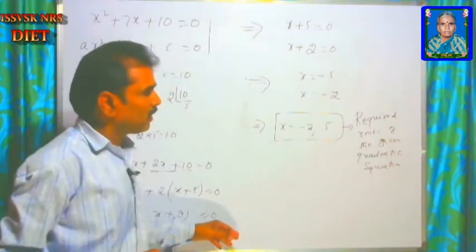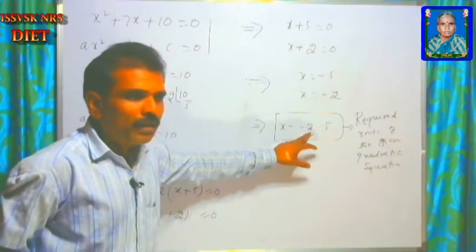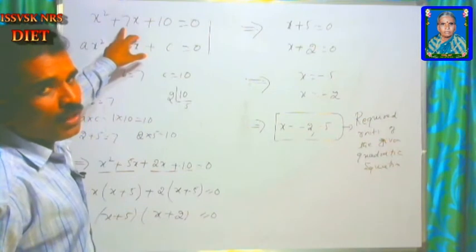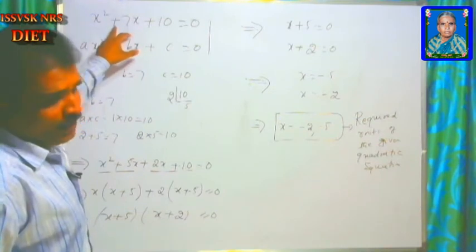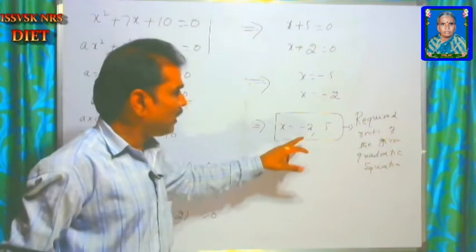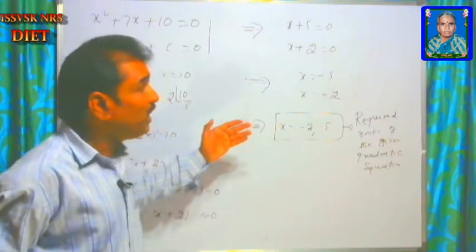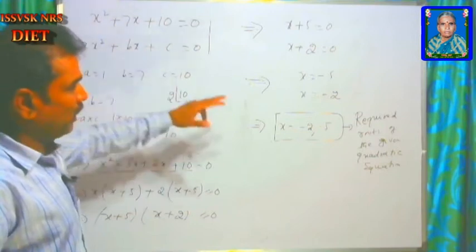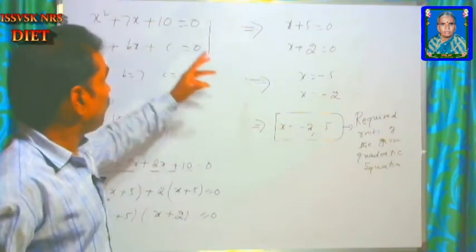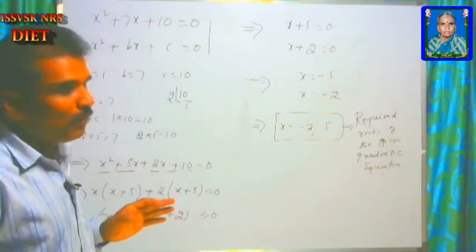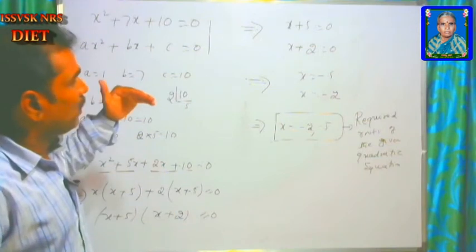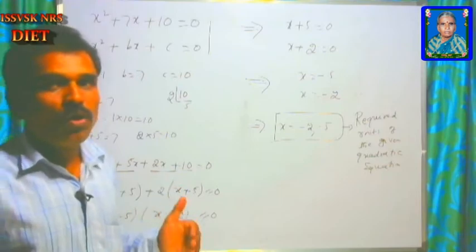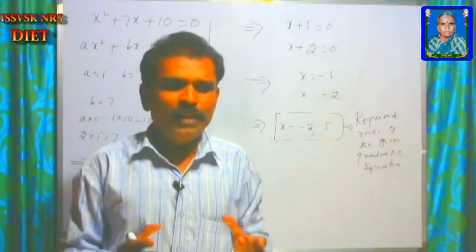In other words, these are the zeros of the given quadratic equation or given polynomial. In other words, these are the values of the given quadratic equation, the solution for this particular problem. Okay, so we have done this by using the method called the factorization method.